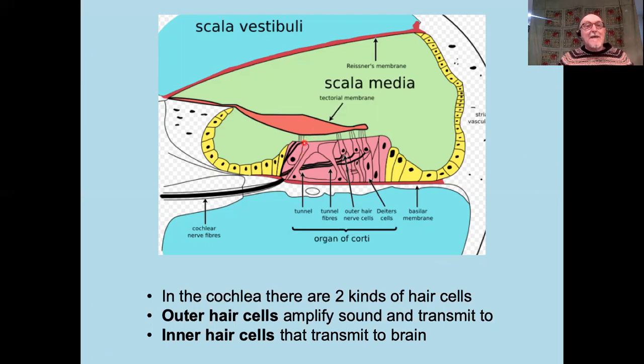If lots of inner hair cells are stimulated, we perceive the sound as being very loud. Okay. If only a few hair cells are stimulated, we perceive the sound as being soft. So just remember, there are the two kinds of hair cells, outer and the inner, and it's the inner that actually do the hearing and send a message off to the brain to tell your brain, yes, here is sound.